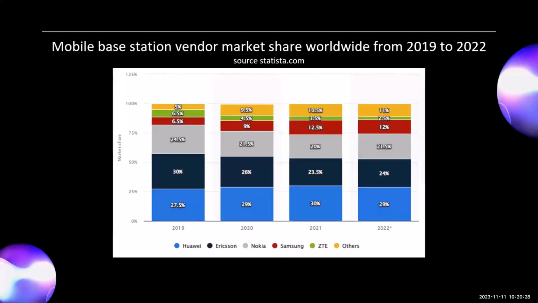Next is the mobile base station vendors by market share worldwide. This data is from Statista.com. This data is from 2019 to 2022, and you would notice that these big vendors dominate the market. You have Huawei, Ericsson, Nokia, and Samsung competing on market share.